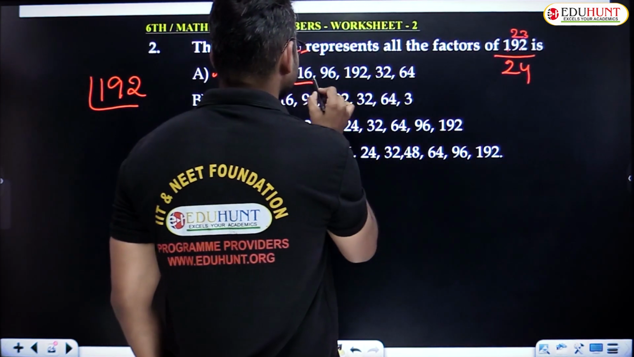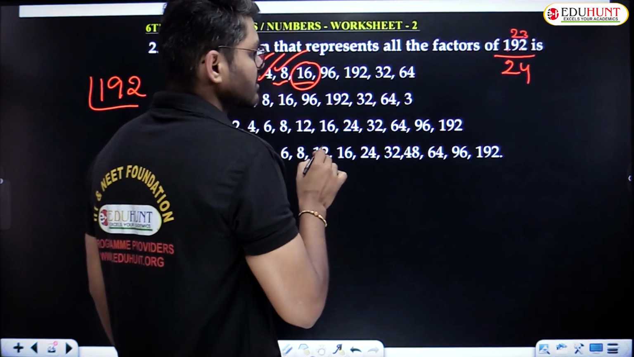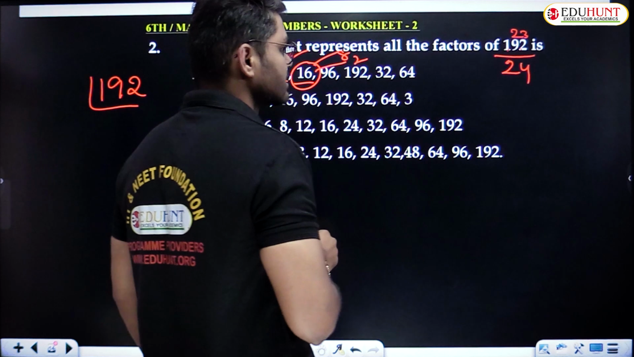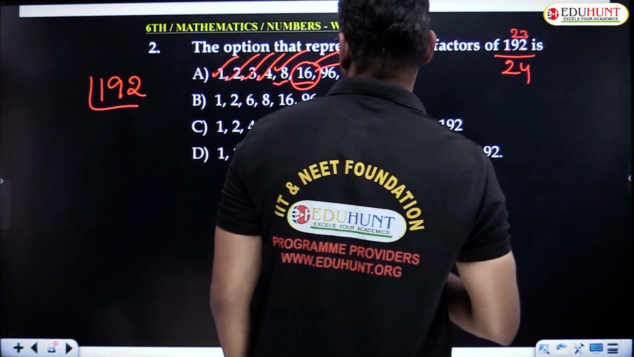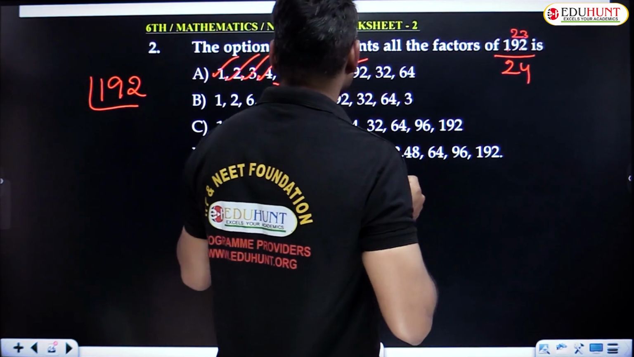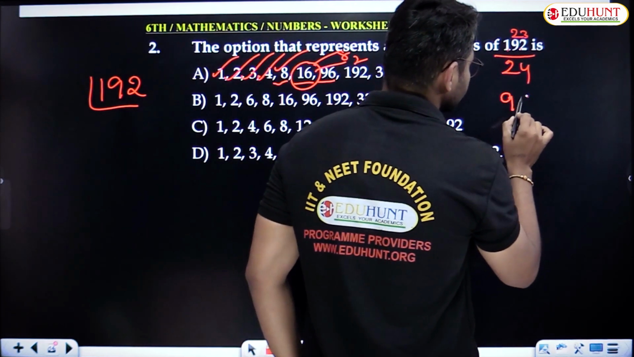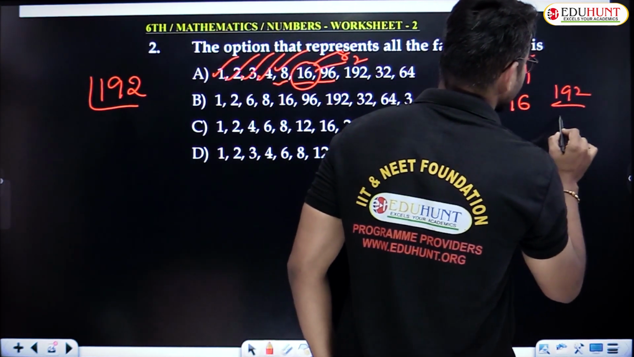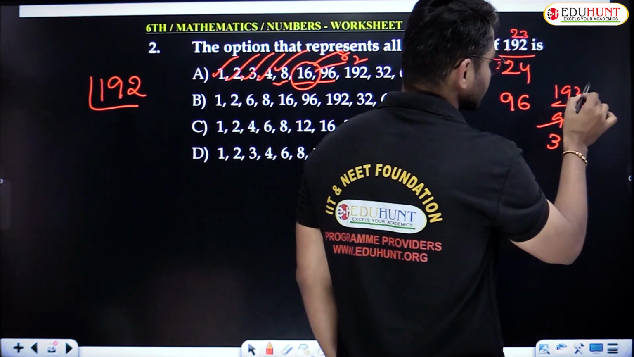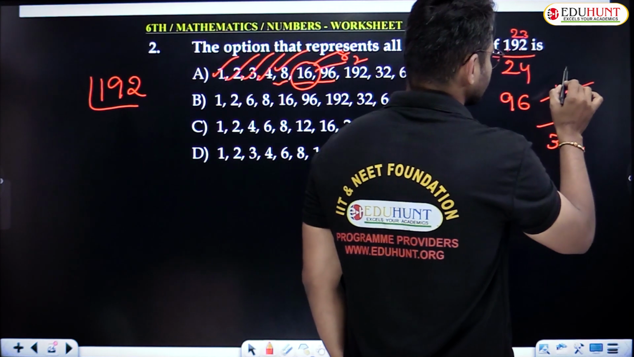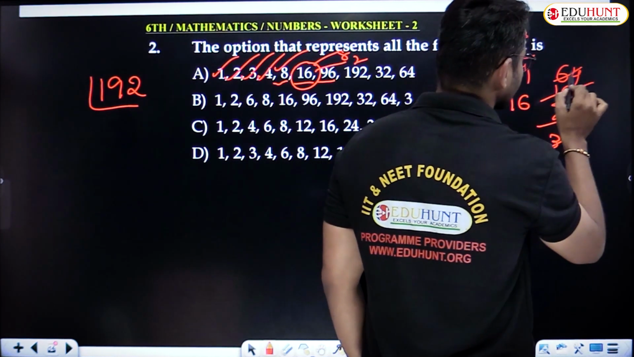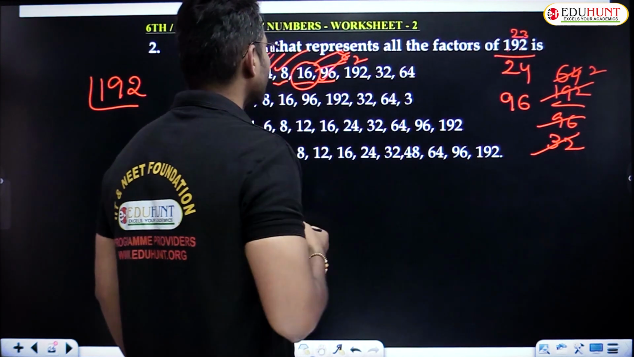Next, 16. 16 means 8 and 2. We can take 8 and 2. Therefore, 16. In 16 table, 16 1s are 16, 16 2s are 32. It's divisible. 96. 96 table. So, here 192 by 96. Cancel this by 3 table. 3 3s 9, 3 2s 6, and 3 4s 12. Therefore, it is also a factor.